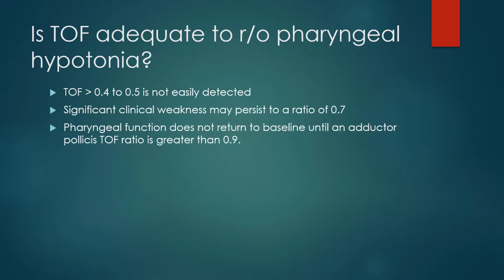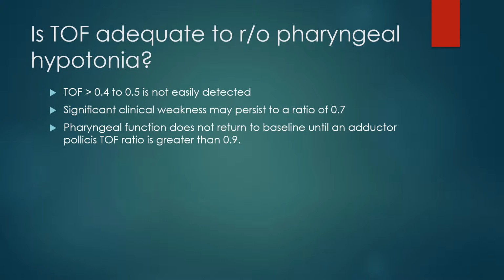We typically use train of 4 to assess reversal at the end of surgery. Now, you gotta understand that this is a subjective measurement and may not accurately reflect recovery of the pharyngeal tone because a decline in the train of 4 ratio may not be appreciated. You may not be able to recognize it. And usually when we can recognize it, it's about a 0.4 to 0.5 change. But there can be significant clinical weakness when the ratio is 0.7, and pharyngeal function doesn't really return to baseline until the adductor pollicis train of 4 is greater than 0.9.